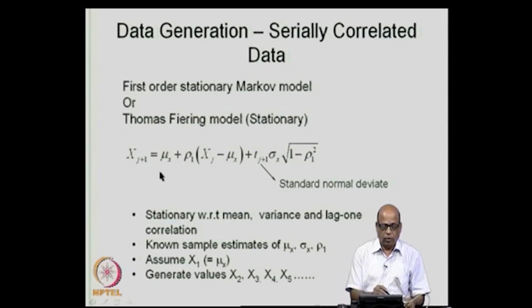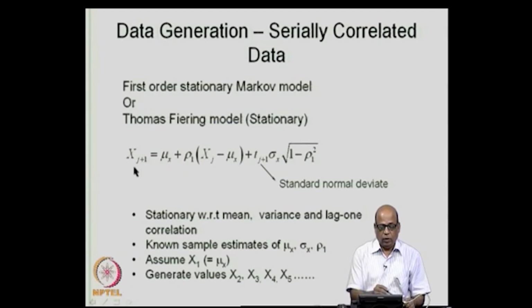As we wrote the first order Markov model, it is x j plus 1 is equal to mu x, which is a stationary mean, plus the lag one correlation into x j minus mu x, plus there is a standard normal deviate t j plus 1 sigma x root of 1 minus rho 1 square. Rho 1 is the lag 1 correlation. This is stationary with respect to mean, variance and lag 1 correlation.